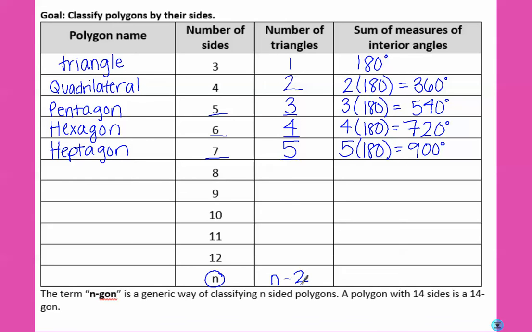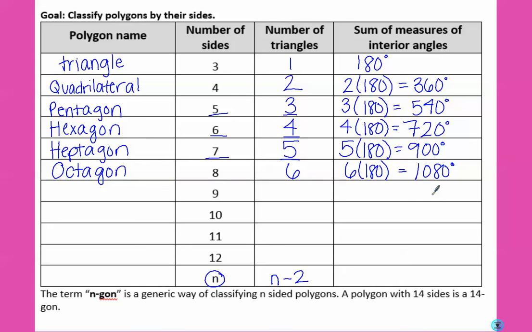So an 8-sided figure is an octagon. Since it has 8 sides, it will have 2 less triangles. So it will have 6 triangles. 6 triangles times 180 degrees is 1080 degrees.